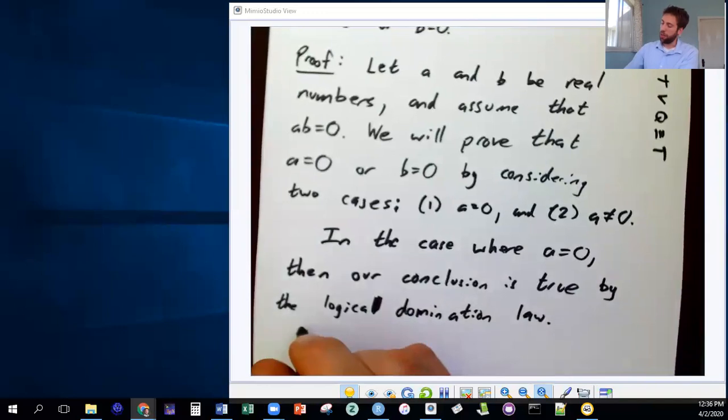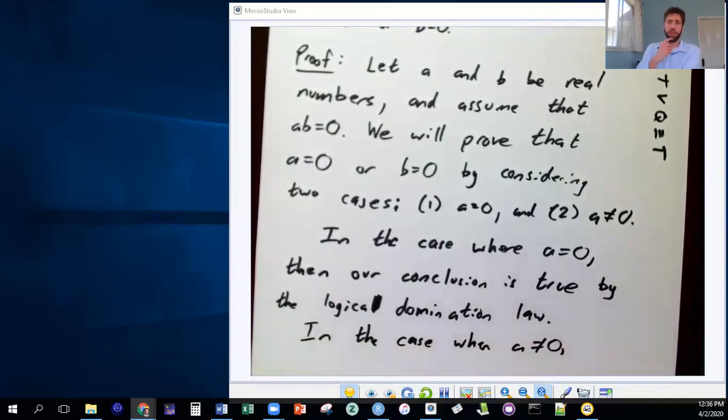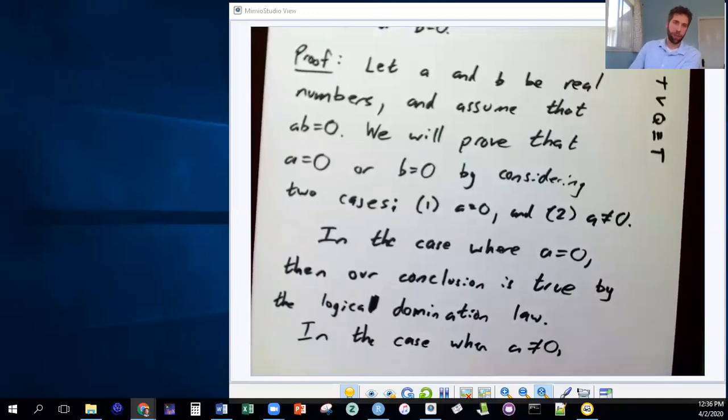Now, in the case when A is not equal to 0, so what do we know? We know that A times B equals 0. So then I can divide. I want to consider that AB equals 0 and then divide by A. That took me a while to formulate my thoughts there.